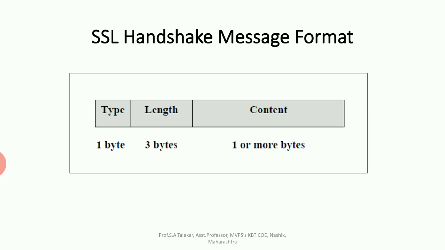The first one is the SSL handshake message format. It has three fields. The first field is the type, which is 1 byte. Then length, which is 3 bytes. And then contents, which has 1 or more bytes. We can see here the SSL handshake message format and how it works. It works in 4 phases, and we'll discuss each phase in detail.